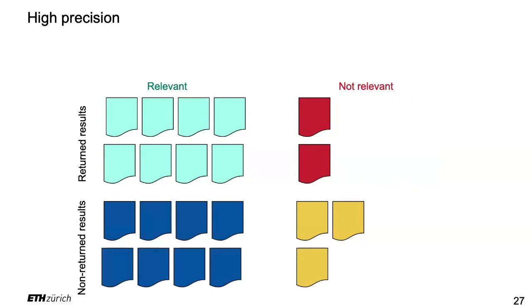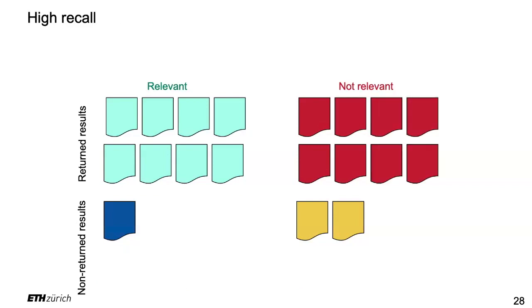So this is, in that case, high precision because we have 80% precision, but the recall is not so good. Here we have high recall. In fact, the recall in that case is 88.888%, and the precision is 50%. So here we have high recall.